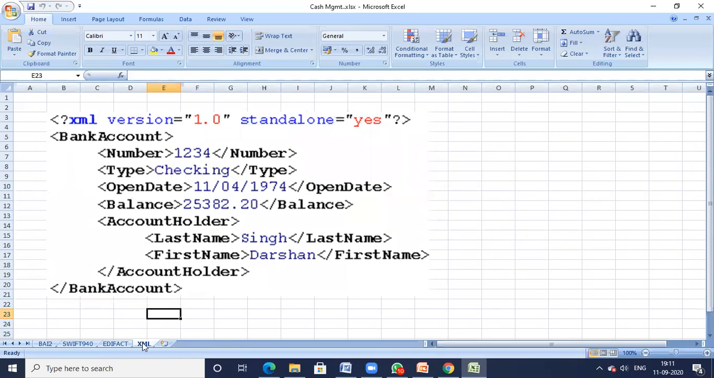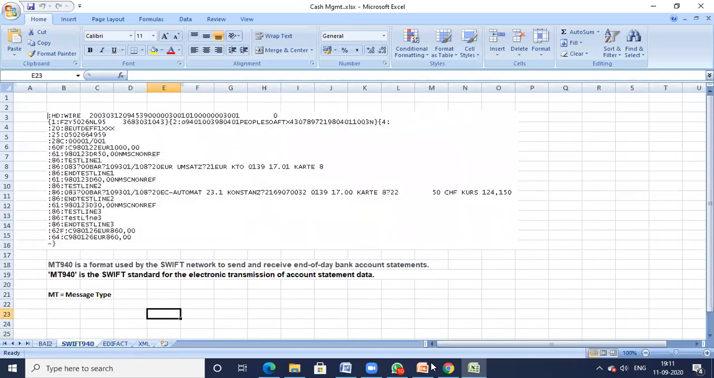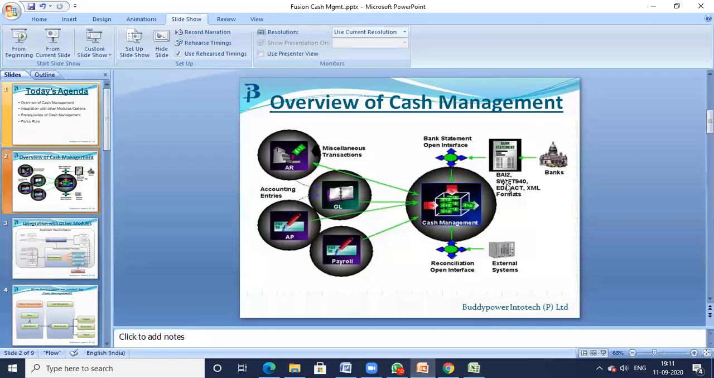This is a markup language that defines a set of rules for encoding documents in a format that is both human readable and machine readable. So basically, I just wanted to give you an idea as to how all these format types look like. These are the format types which are used by the bank interface, wherein you'll be loading the bank statements through these formats, right?